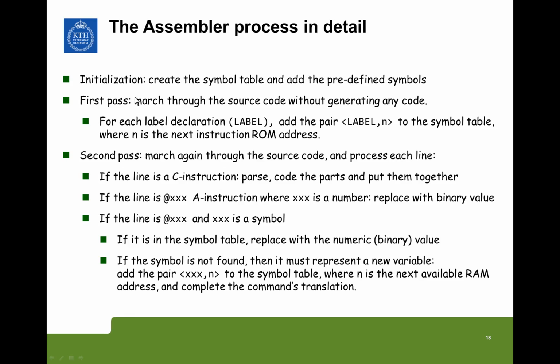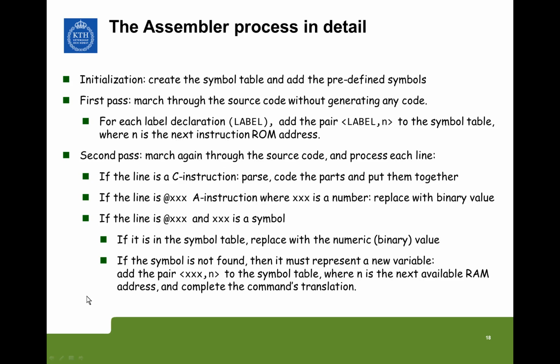Okay, so this is what we suggest to do. We will have an initialization phase where we create the symbol table and add the predefined symbols. Then we have a first pass. This first pass does not generate any machine language code, it just fills the label declarations and addresses into the symbol table. It will be a pair of the name of the label and the address in the instruction memory.